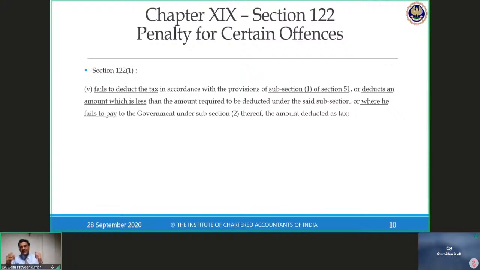So if there is a deduction under section 51, and there is a short deduction or no deduction, or where the deduction was done but not paid to the government, then all those failures are procedural lacuna. A procedural lacuna, if deducted, there is a non-payment of tax, comes under bucket number 4. I have deducted, instead of 2%, 1%. Again, that comes under bucket number 1, procedural lacuna.